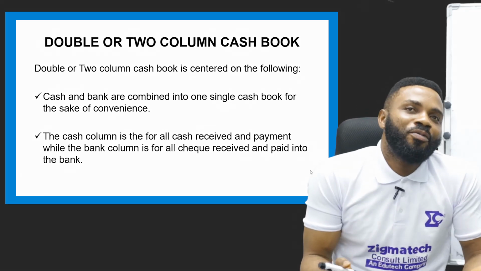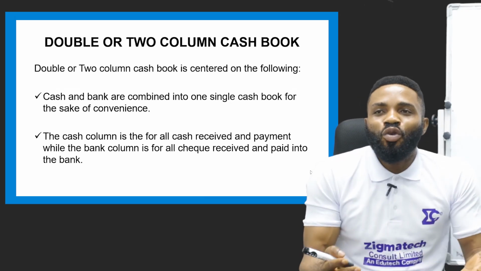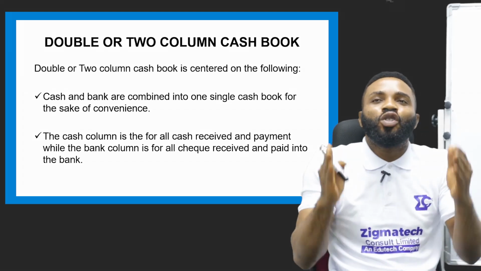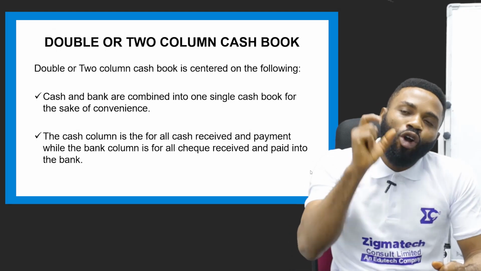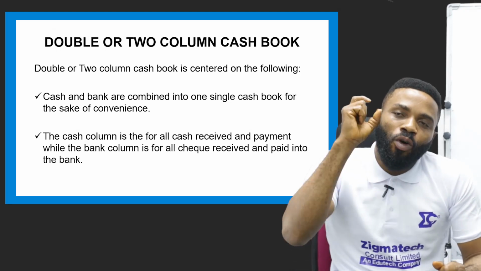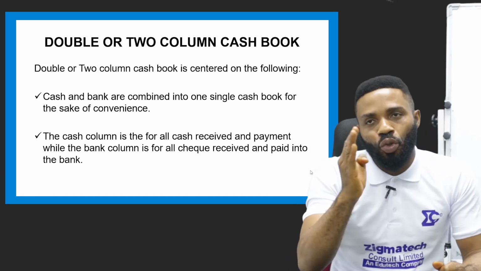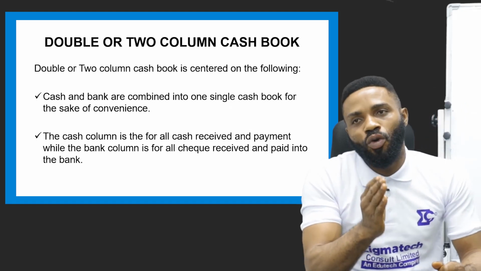And then students are fond of asking, sir, why do we have two-column? Why do we call it two? Is it that the entire book is just two-column? No. The thing is that the column that is reserved for amount involved in the transaction is divided into two. It is divided into cash and it is divided into bank.